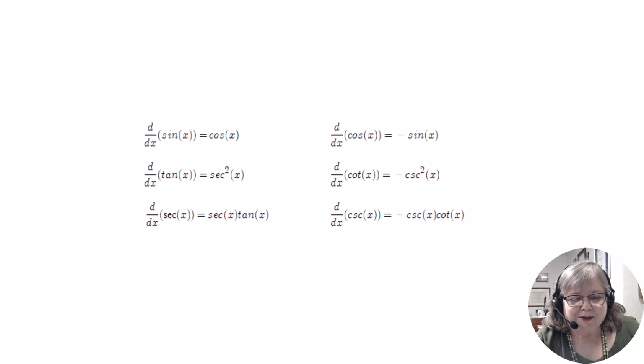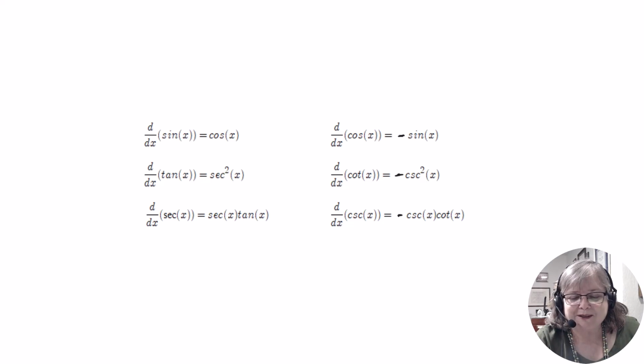So notice that the derivative of sine is cosine, right? Kind of makes sense. And the derivative of cosine is sine, but this sine has a negative right here. Now, the derivative of tangent is secant squared x. The derivative of cotangent is cosecant squared x. Has a negative right here. The derivative of secant x is secant x tangent x. And the derivative of cosecant x is cosecant x cotangent x.